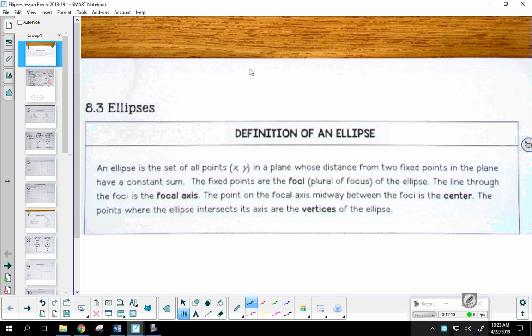Now, the line through the foci is the focal axis. I never refer to it as the focal axis myself. I always refer to it as the major axis. You'll see all the vocabulary coming up in just a moment. But the point on the focal axis midway between the foci is the center. So the center is always midway between the focal points. The points where the ellipse intersects its axis are the vertices of the ellipse. Really the only thing I want you to pay close attention to is the first sentence here, the actual definition of an ellipse.